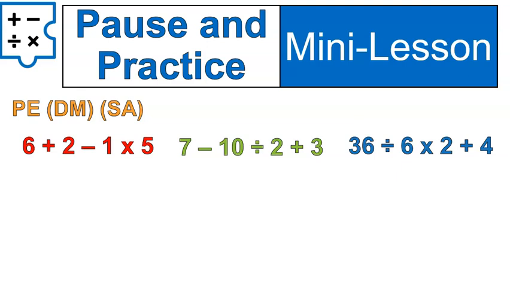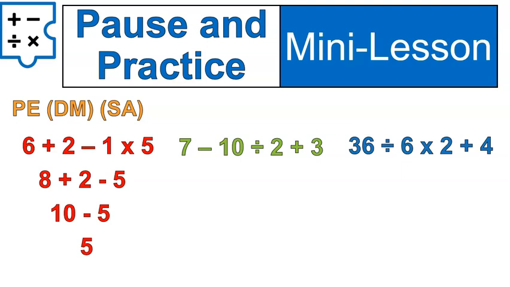Hey, welcome back. I hope that you paused and did that. Let's go through this. In our first expression, the first thing we do is multiply. 1 times 5, everything else stays the same. Now let's move on to our next step. We will do adding. 8 plus 2 gives us 10, and 10 minus 5 equals 5.